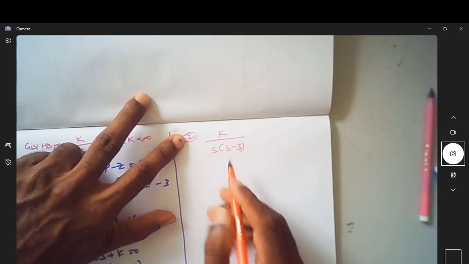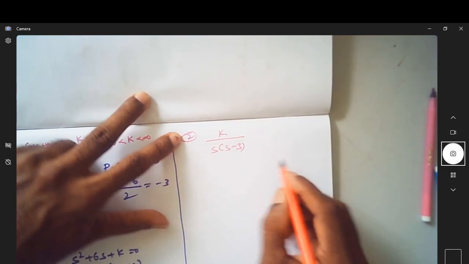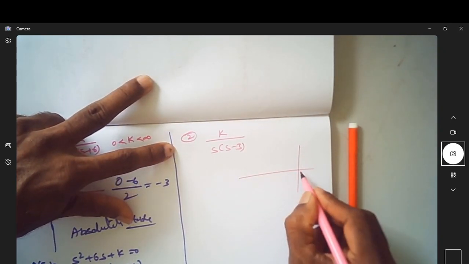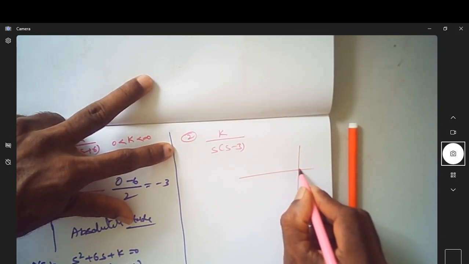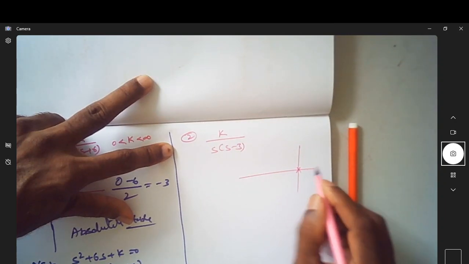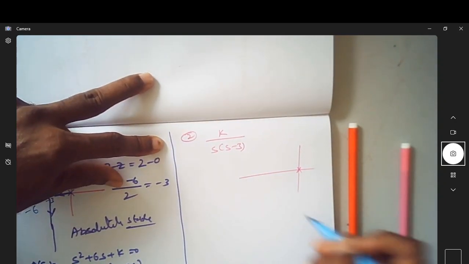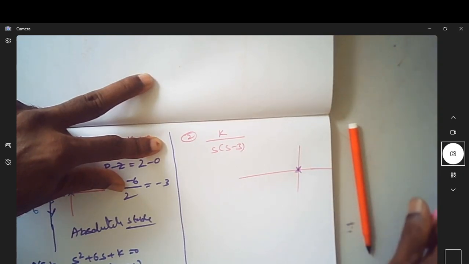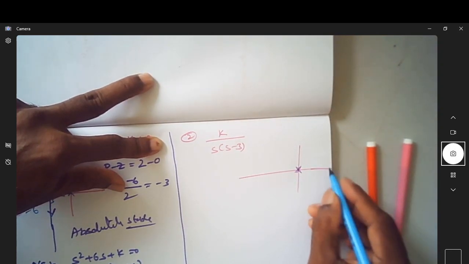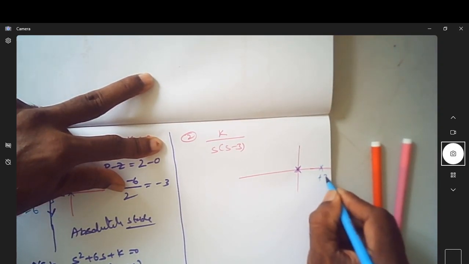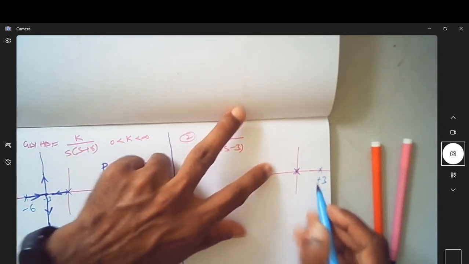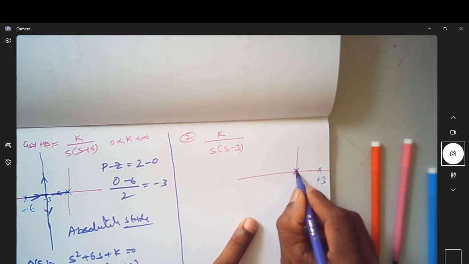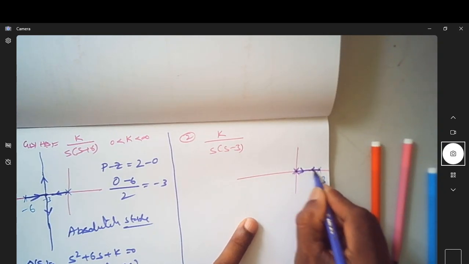Looking at this, you can certainly predict the root locus. So can you see, one of the poles is at the origin. How about the other pole? The other pole is at +3. So now we know that the root locus has to exist here.